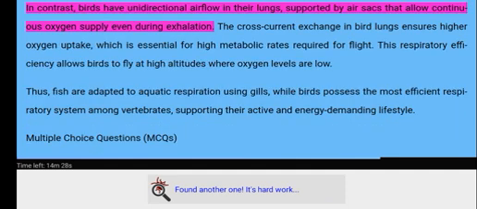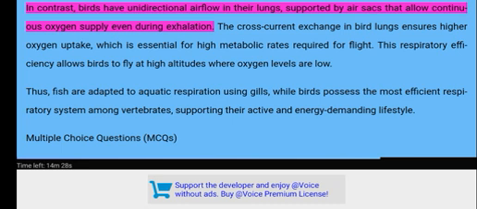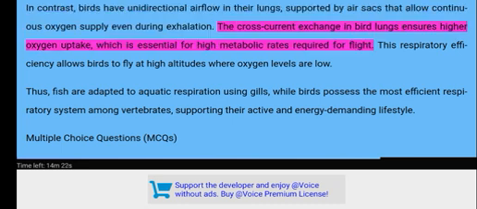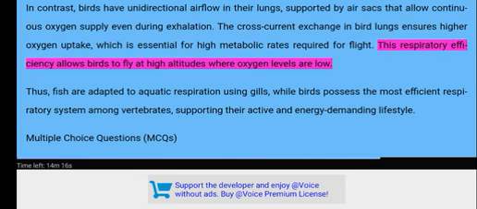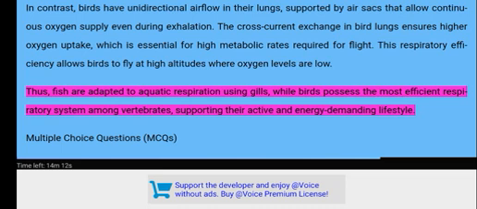In contrast, birds have unidirectional airflow in their lungs, supported by air sacs that allow continuous oxygen supply even during exhalation. The cross-current exchange in bird lungs ensures higher oxygen uptake, which is essential for high metabolic rates required for flight. This respiratory efficiency allows birds to fly at high altitudes where oxygen levels are low. Thus, fish are adapted to aquatic respiration using gills, while birds possess the most efficient respiratory system among vertebrates, supporting their active and energy-demanding lifestyle.